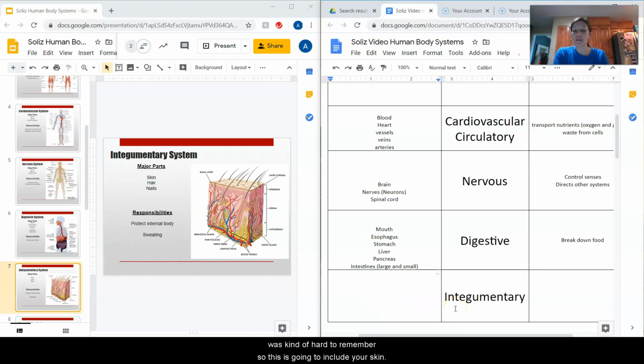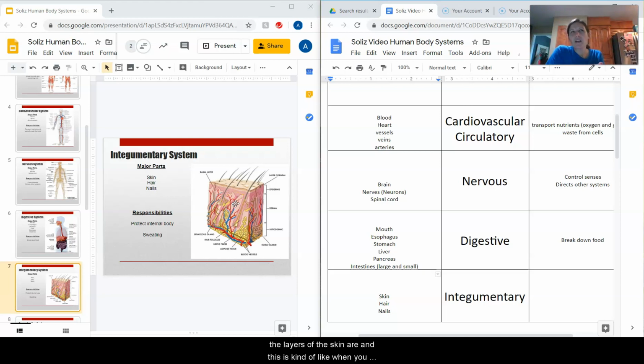So this is going to include your skin and all the parts of your skin, which is going to be your hair and nails, which is also made up of those kinds of proteins, that keratin, that your protein synthesis. And you can see how complex the layers of the skin are.